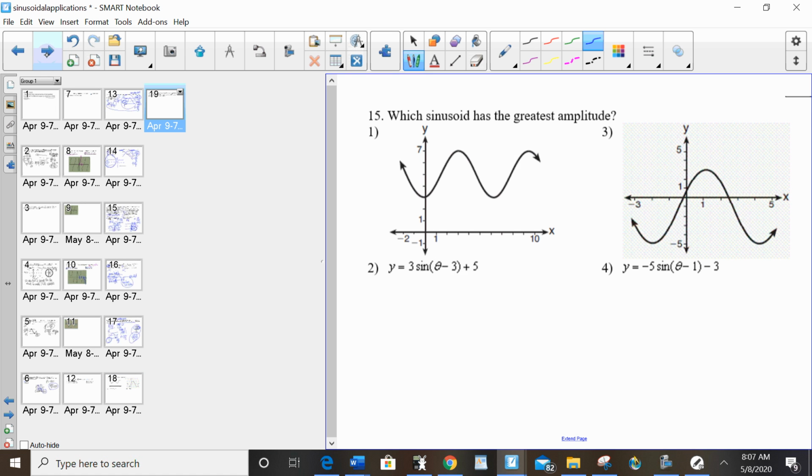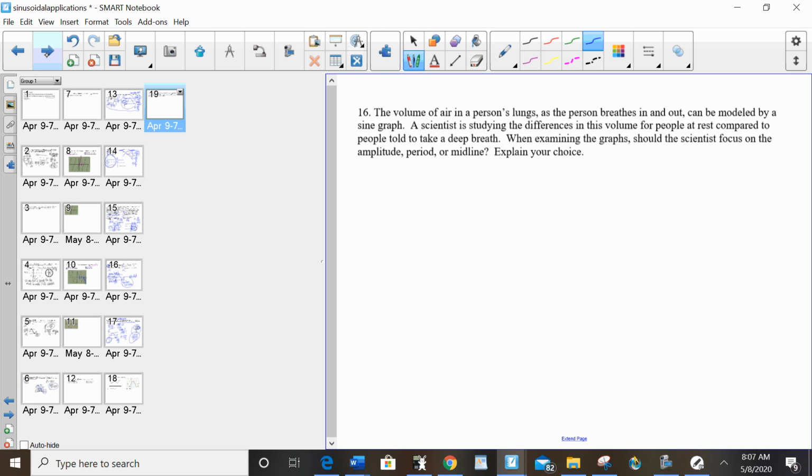I'm going to let you do 15 on your own. 16, the volume of air in a person's lungs as the person breathes in and out can be modeled by a sine graph. A scientist is studying the difference in this volume for people at rest compared to people told to take a deep breath. When examining the graphs, should the scientist focus on the amplitude, the period, or the midline? Explain your choice. I don't love this question. I was reading this a long time ago. They haven't asked anything since. I think they didn't like this question, which is why they didn't really ask anything like that since.